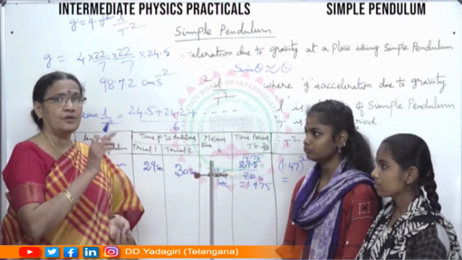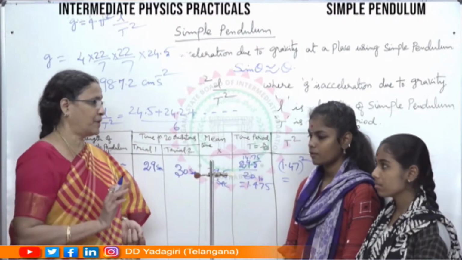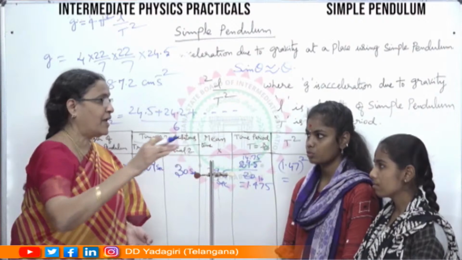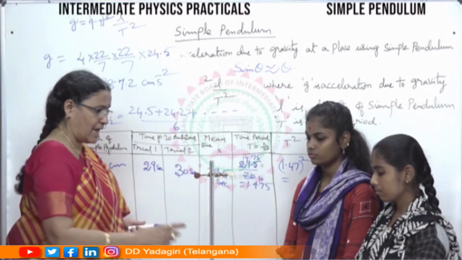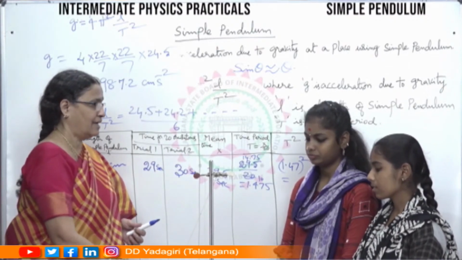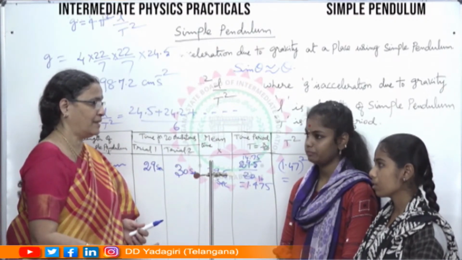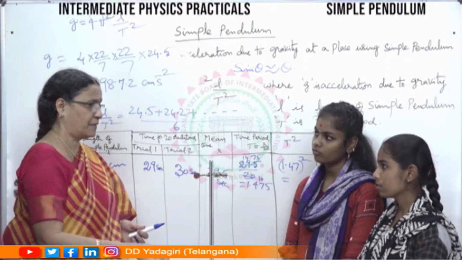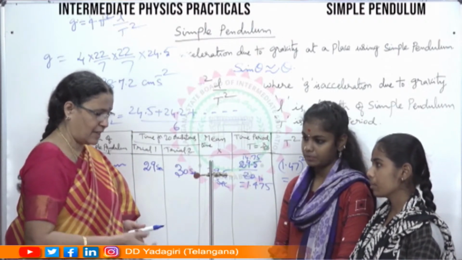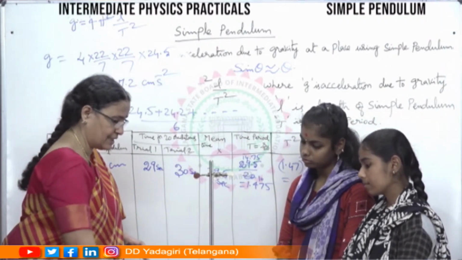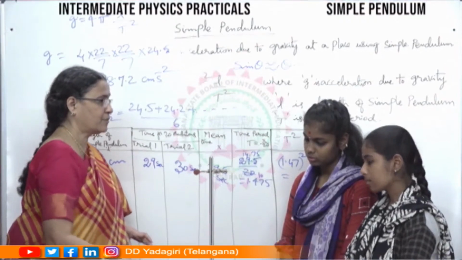Point number 2, you are not supposed to do this experiment under a fan, near a window, where much wind will come and which alters the oscillatory condition of this simple pendulum. Okay, so these are some precautions which have to be observed while doing the experiment. And one more thing is it should not undergo a circulatory motion.